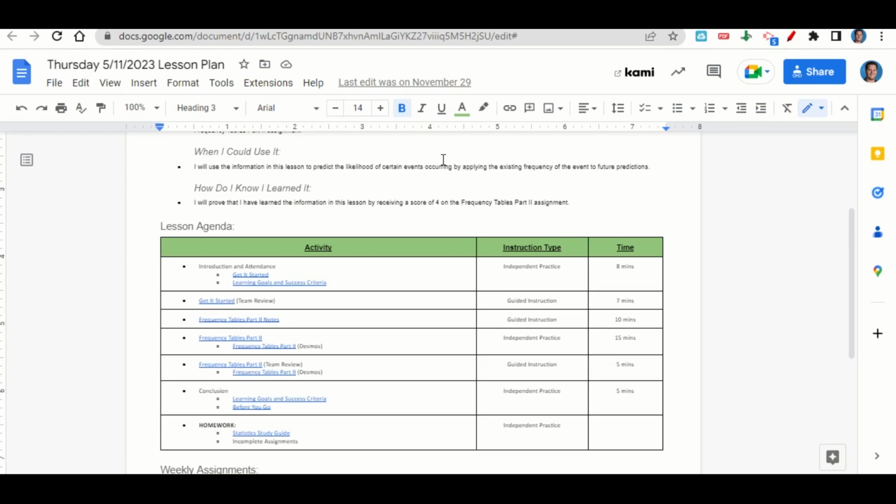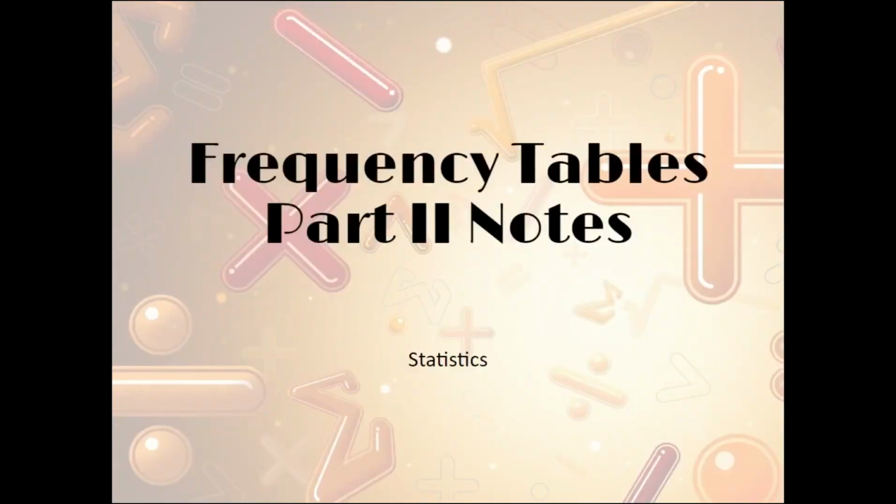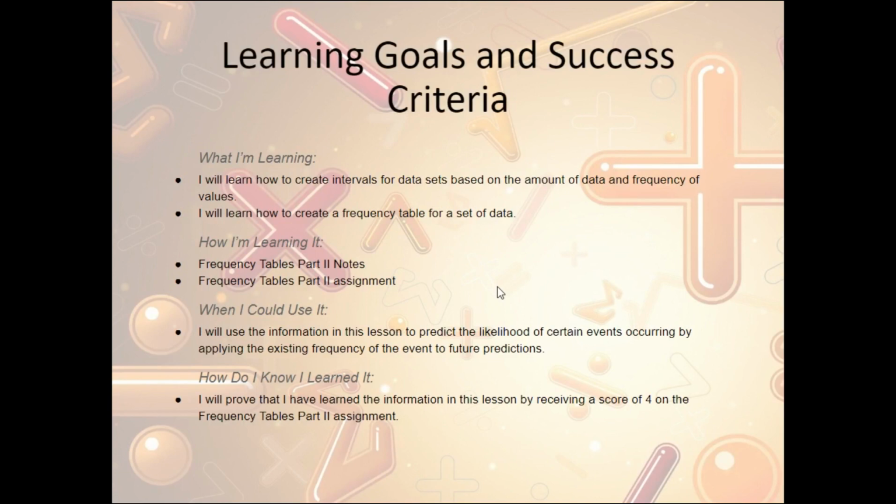At the end of class, we'll go back over our learning goals and success criteria while you fill out your Before You Go. Your only homework for tonight is to continue working on the Statistics Study Guide and any incomplete assignments that you may have. Let's take a look now at the Frequency Tables Part 2 notes. The notes begin with the learning goals and success criteria.